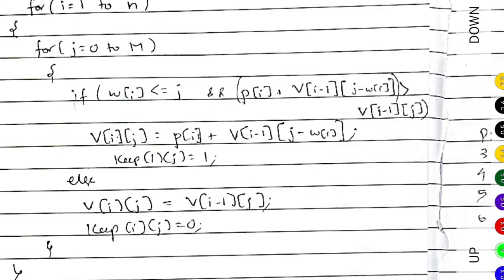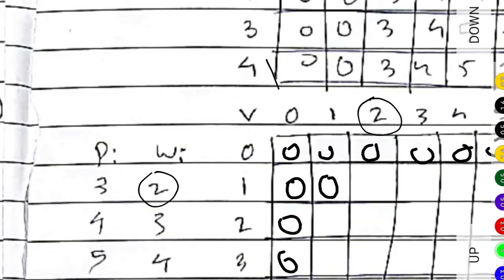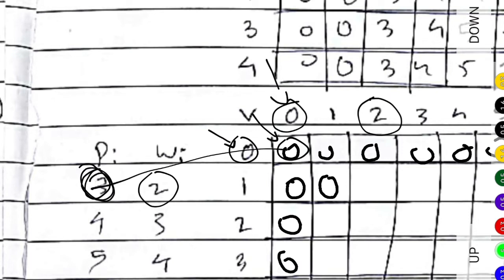What is p of i? p of i means profit of the first object, which is 3. 3 plus v of i minus 1 and j minus w of i. j is 2 now, w of i is 2, 2 minus 2 is 0. So this is the column number, and i minus 1, 1 minus 1, 0, this is the row number. Row number and column number, the v value we are looking for means this value. This value plus p of i. p of i is this one, 3, plus this value. What is 3 plus 0?